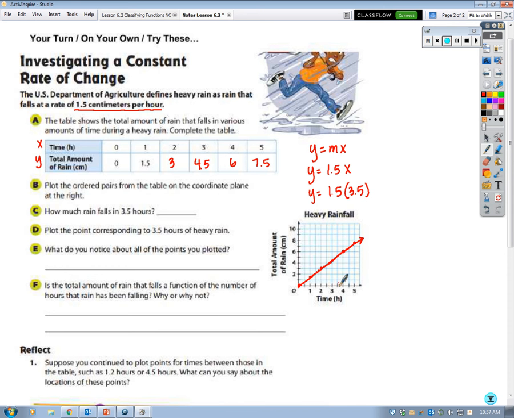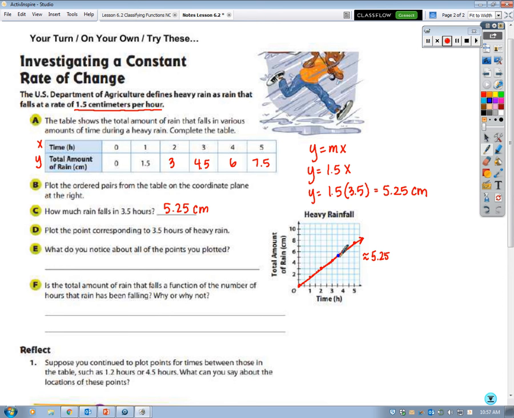Now it's a little bit hard to see here, so if this is 3.5, it looks like it's slightly more than 5, right? So you can't really get an exact value. I could estimate approximately 5.25, or I can use my equation to check. And if I multiply these by each other, then I can see that my estimation is right and that this is 5.25 centimeters. So in 3.5 hours, we get 5.25 centimeters of rain. So I'm going to go ahead and plot that point, and I'm going to plot it in blue. And I'm going to see if it falls on my line, which I believe it does.